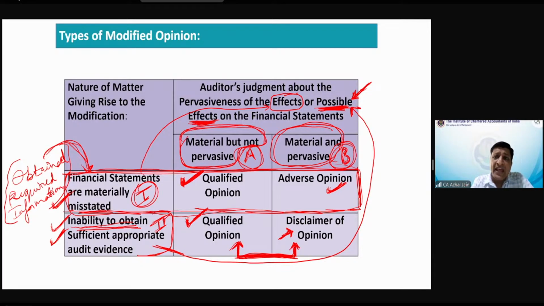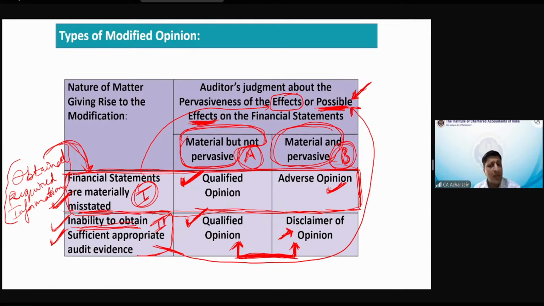But in the first scenario, when you don't receive the information, when you say possible effect is material but not pervasive, so do you go to disclaimer? Answer is no. So when do you go to disclaimer? When you don't receive the information and the possible effect is something which will not only be material but also pervasive.